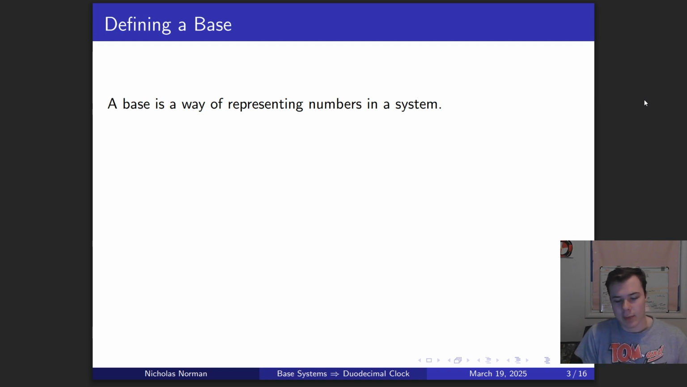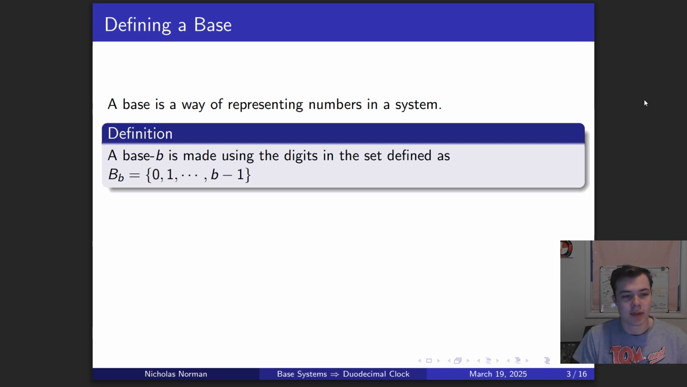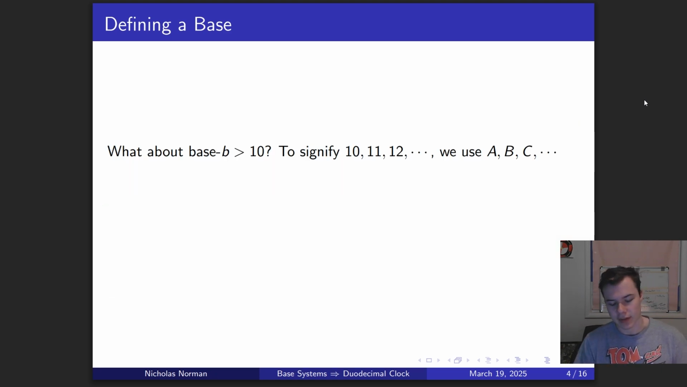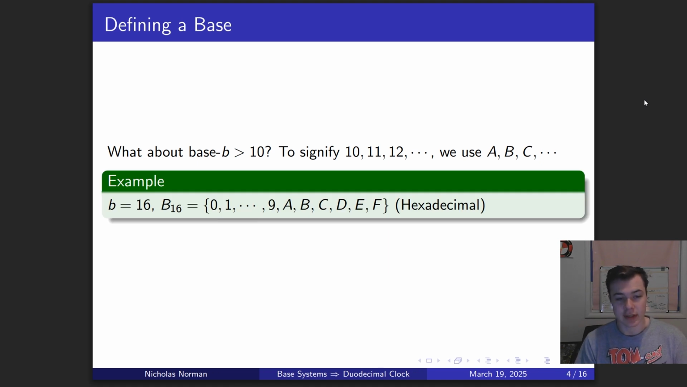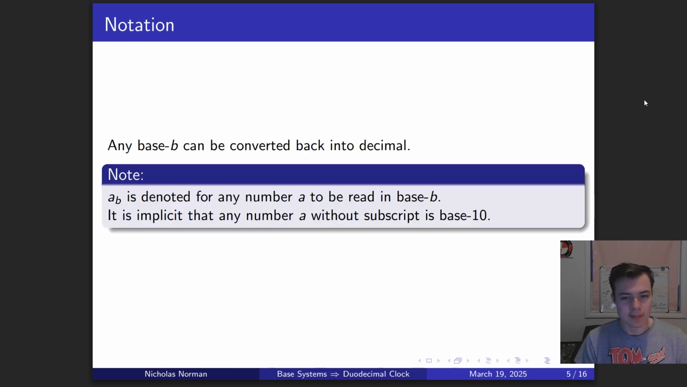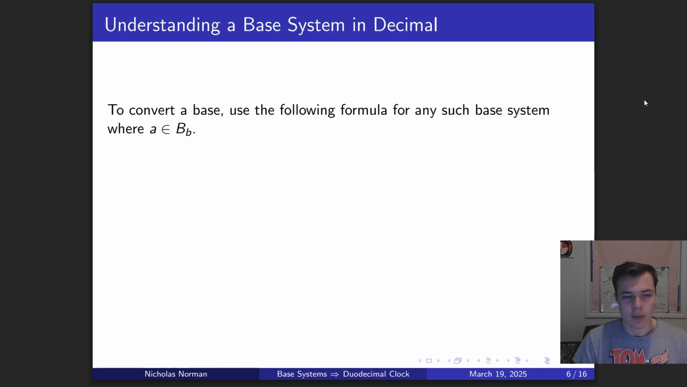And a base is just a way of representing numbers. So a base b is made up of digits from 0 to b minus 1. So what does this mean? Base 2 is made up of 0 and 1, which is binary. Base 8 is made up of 0 to 7. Base 10, which is decimal, which we use, is 0 to 9. And for anything greater than 10, we start using letters. I don't know what happens once we get past the 26 letters. I don't know what we start using, but to convert it back, we will just use this equation.